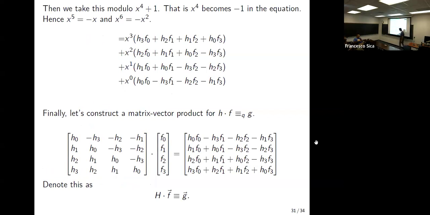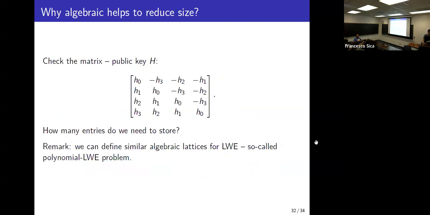The most important part is this h, because h corresponds to the public key, and you observe that there's some pattern over here. Basically, its entropy is lower than before, because you have h0, h1, h2, h3, and in the next column, you have h0, h1, h2, minus h3. So you still have the same elements up to a sign. In this way, you don't have to store n-squared elements, you only have to store a single column. This is a general trick to save memory, to save space in lattice-based crypto.